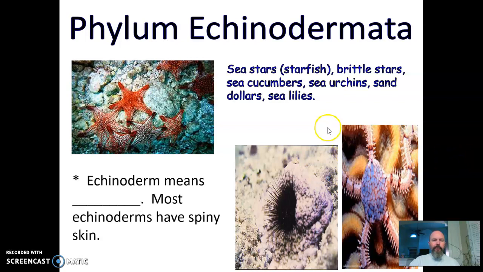Alright, so within this group, echinoderms, we're going to talk about the name. The name echinoderm, you probably can figure out part of this. The derm part means skin. Echino means spiny, so they're known for having spiny skin. That's not common amongst all members of the group, but in general, that's a characteristic that you can remember about phylum Echinodermata.